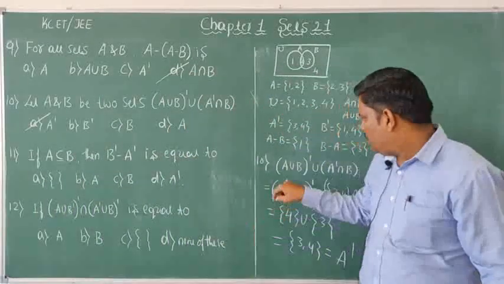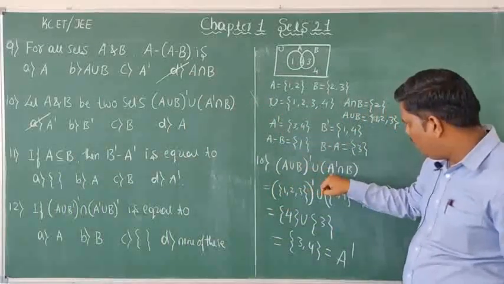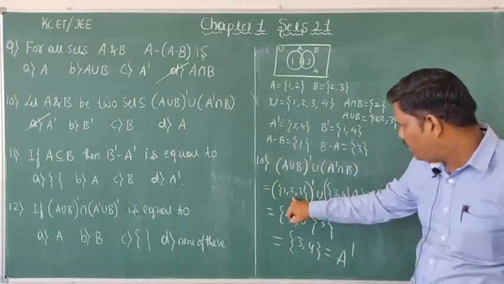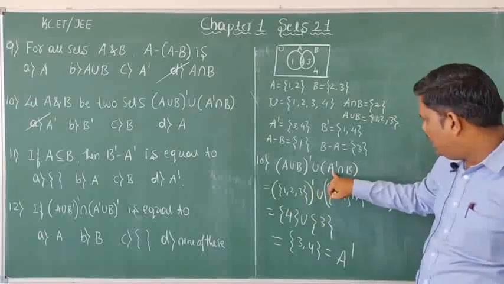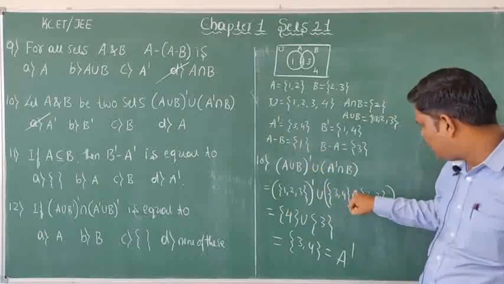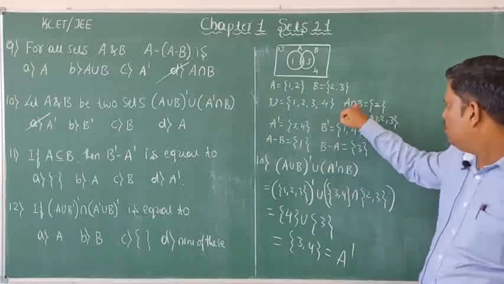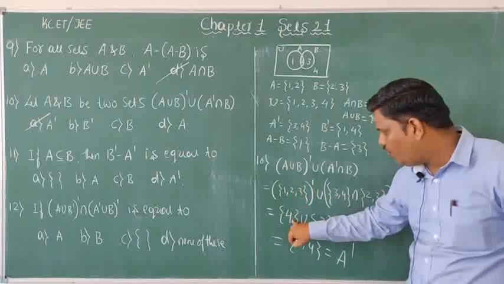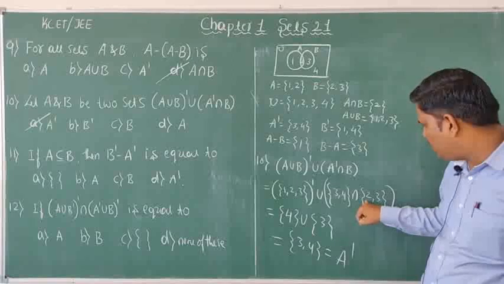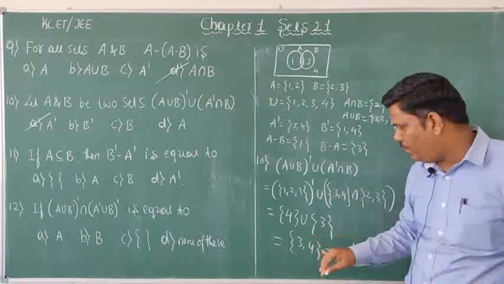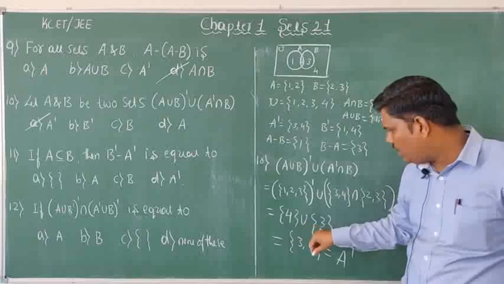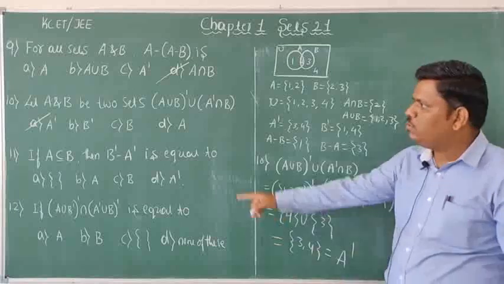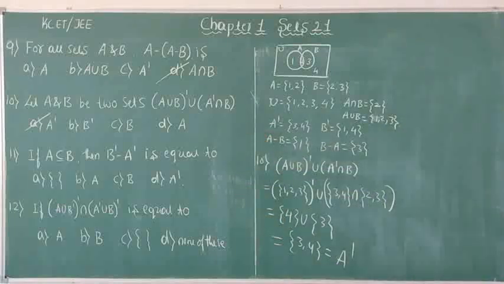Observe. A union B whole complement union A complement intersection B. A union B is 1, 2, 3. Then union A dash 3, 4 intersection B is 2, 3. B is 2, 3. 1, 2, 3, its complement is 4. Union 3, 4 intersection 2, 3. Intersection means only common elements. 3 is the only common element. Union 3, 4. Therefore 3, 4 is nothing but A complement. Option A. Pause the video, note it.